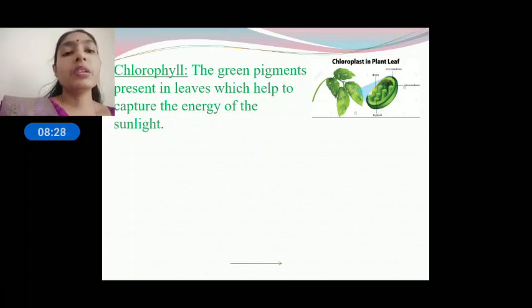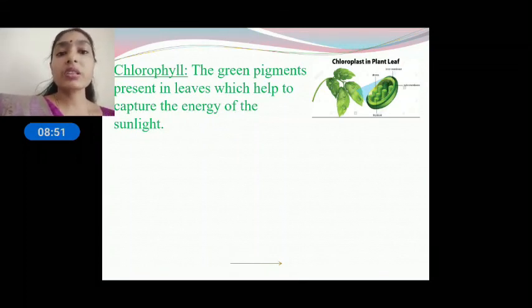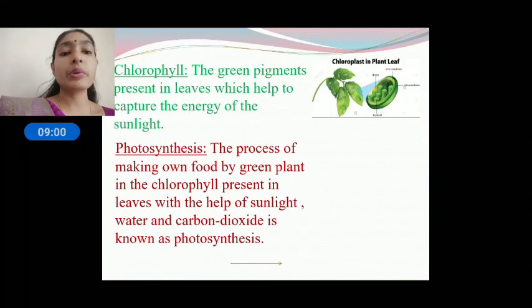Okay, now it will capture the energy from the sunlight. Now we got carbon dioxide from the air through the stomata, chlorophyll will capture sunlight, and we will get water through the root. So now we have all the materials present: carbon dioxide, water, sunlight, and chlorophyll. Everything has reached inside. Now photosynthesis happens. The process of making their own food by green plants, in the chlorophyll present in leaves, with the help of sunlight, water and carbon dioxide is known as photosynthesis.